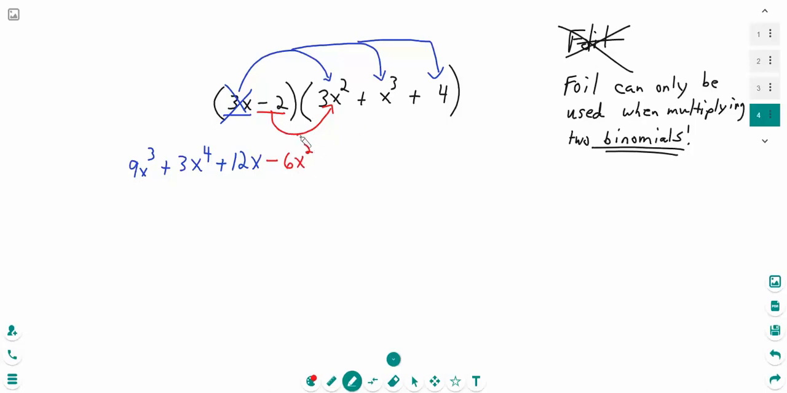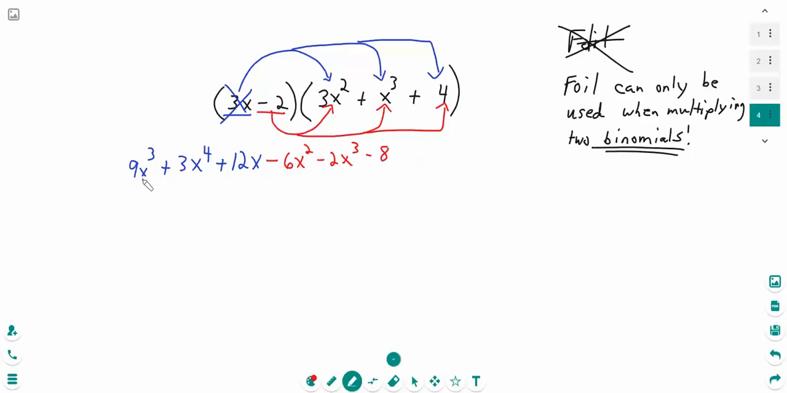And then we'll take that first term and multiply it by the second term. Negative 2 times x cubed is going to be negative 2x cubed. And then once again, negative 2 times our third term is going to give us a negative 8. All right. Now we can just combine all of these.